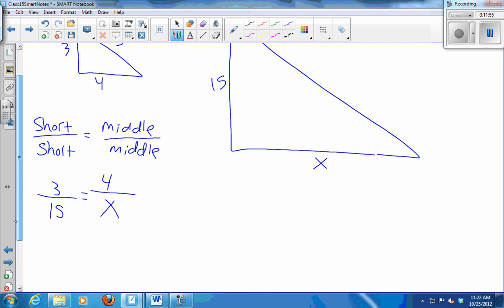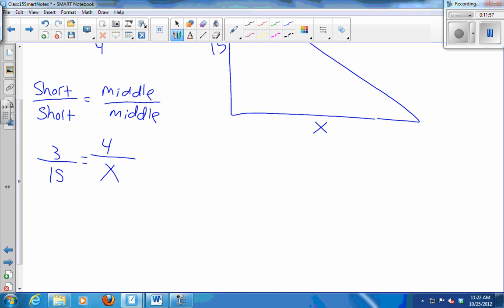And we set up this proportion that we can solve by cross multiplying. So we have 3 times x equals 15 times 4. Divide both sides by 3 and you get x is 20, which is exactly what we got when we used the scale factor of 5. So this is just another way to solve this problem.